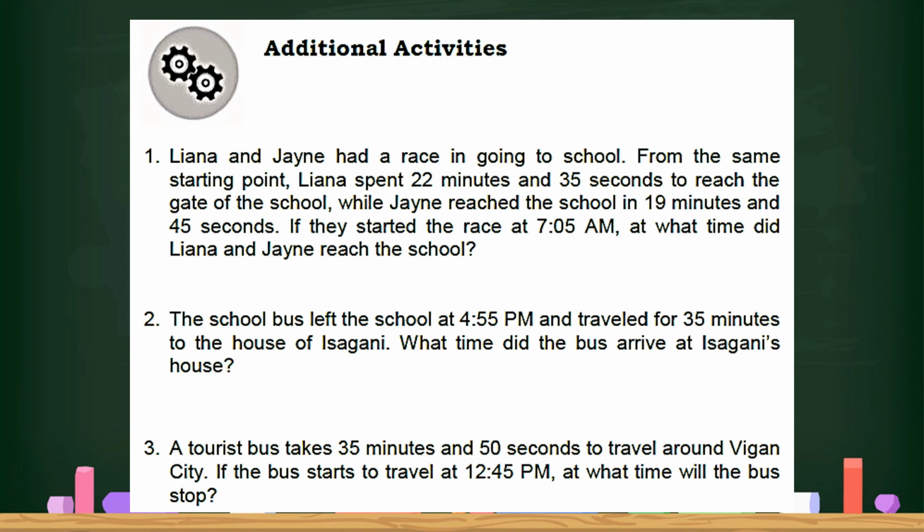Number 2, the school bus left the school at 4:55 p.m. and traveled for 35 minutes to the house of Isagani. What time did the bus arrive at Isagani's house? Number 3, a tourist bus takes 35 minutes and 50 seconds to travel around Vegan City. If the bus starts to travel at 12:45 p.m., at what time will the bus stop?